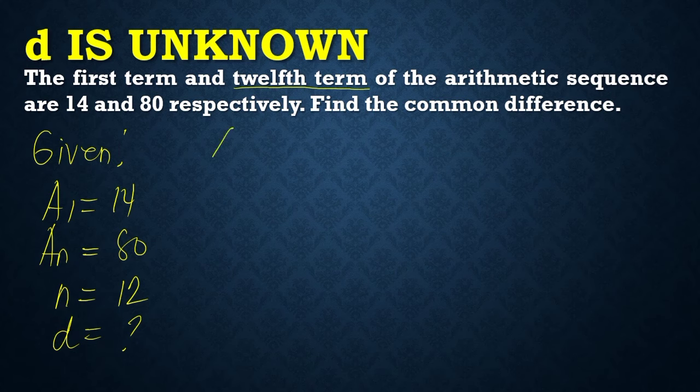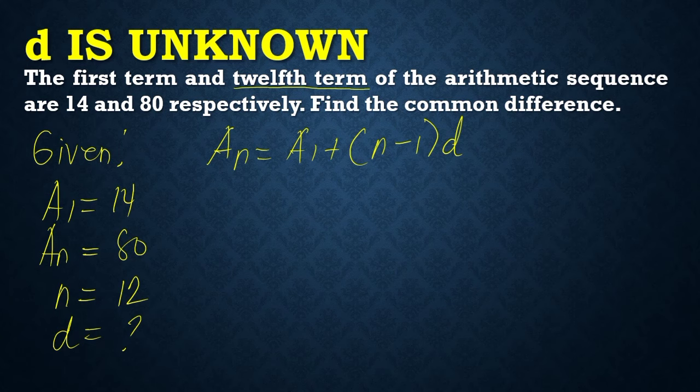Applying the formula, a sub n is equal to a sub 1 plus the quantity of n minus 1 times d. So, ang pagkuha natin ng common difference, parang yung process lang ng pagkuha ng arithmetic means. Ganun, di ba? Kapag kinukuha natin yung arithmetic means, kinukuha natin, of course, yung common difference na i-add natin dun sa mga terms para makuha yung mga middle terms na arithmetic means.